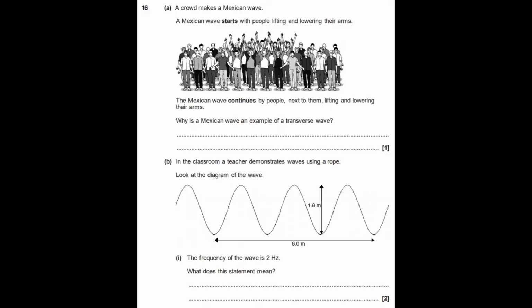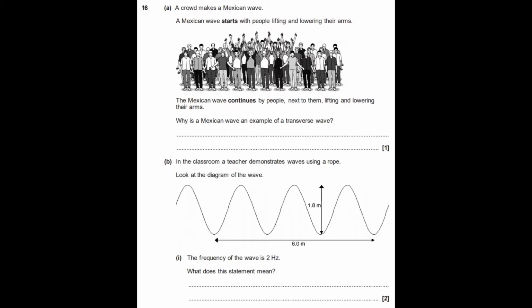Question 16. A crowd makes a Mexican wave. A Mexican wave starts with people lifting and lowering their arms. The Mexican wave continues by people next to them lifting and lowering their arms. Why is a Mexican wave an example of a transverse wave?